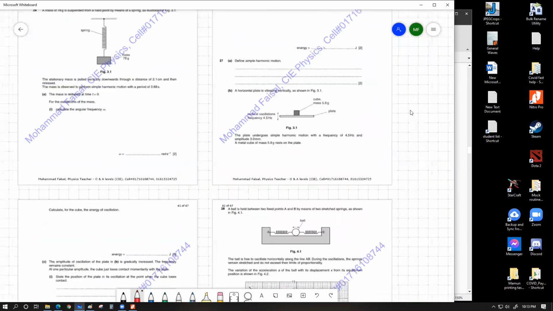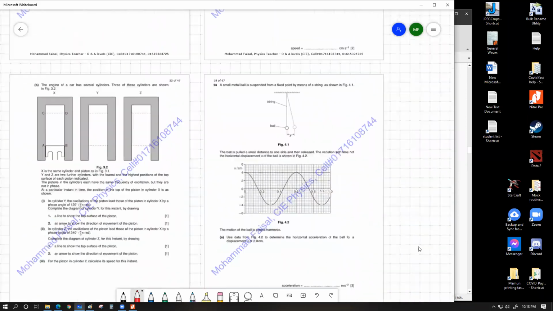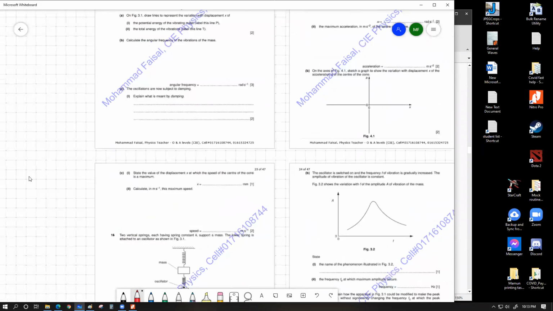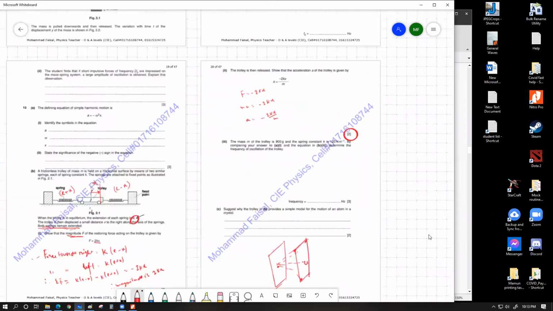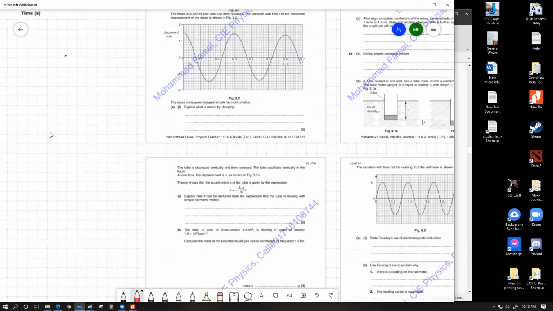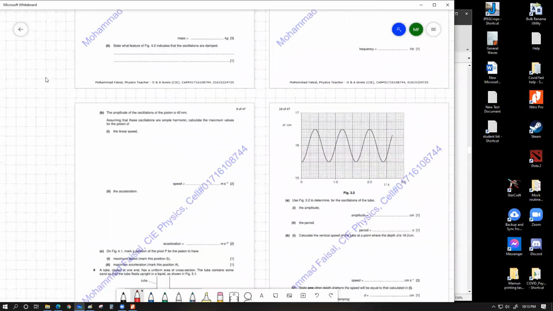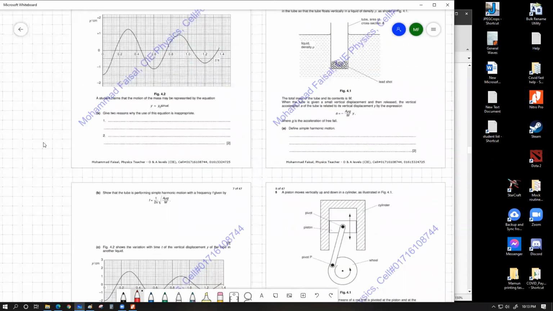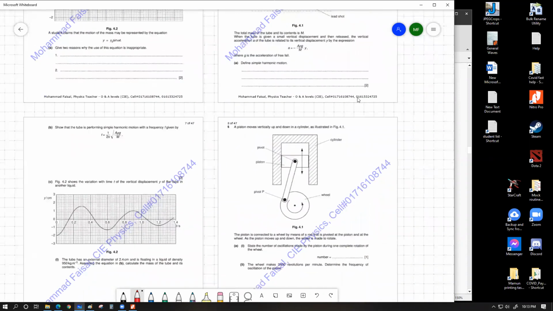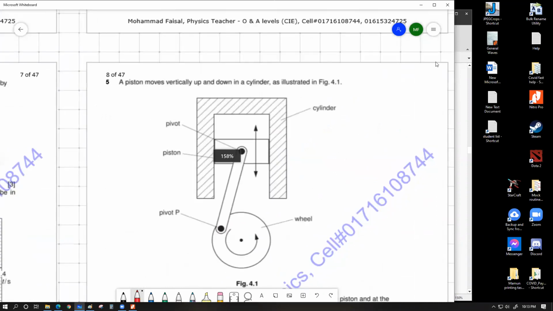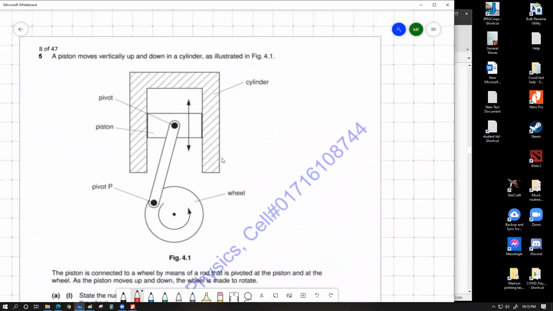Why is that? Should have that somewhere. Let's have a look at this figure and try to understand how this whole thing works. Hold on. Have a look at this thing.